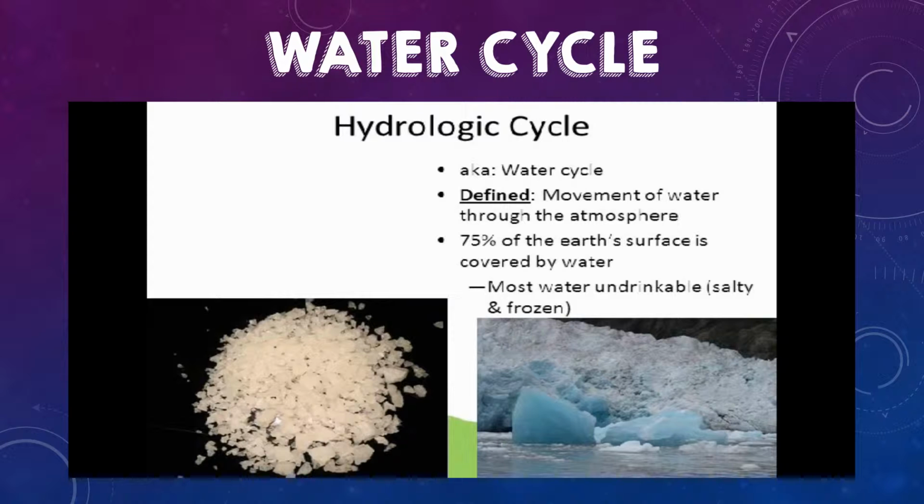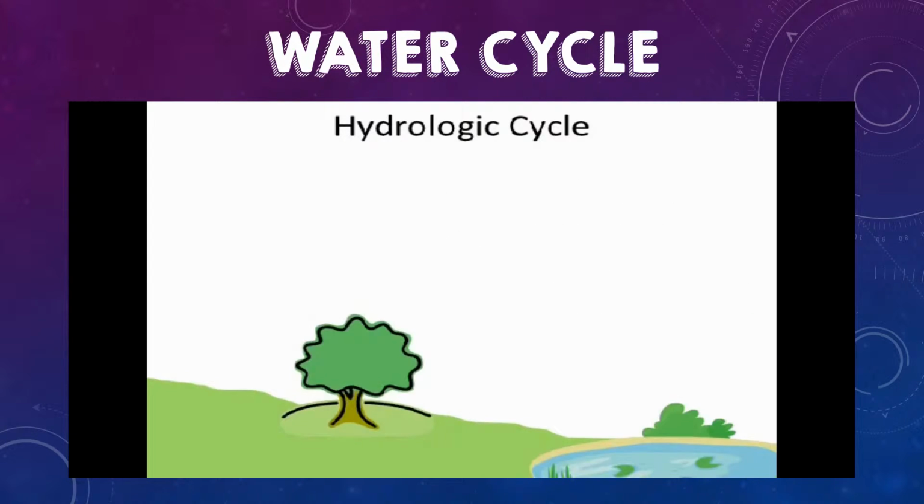Most of the water on Earth is undrinkable. It's either too salty because it's ocean water, or it's frozen like in glaciers and icebergs. So the vast majority of Earth's surface is covered in water, but it's not drinkable water. So we really need to understand how the water cycle works so we can take care of the water that we need to survive. So let's look at the stages of the water cycle.